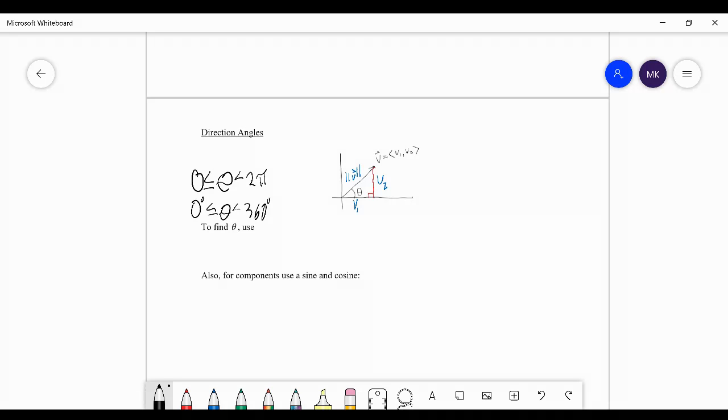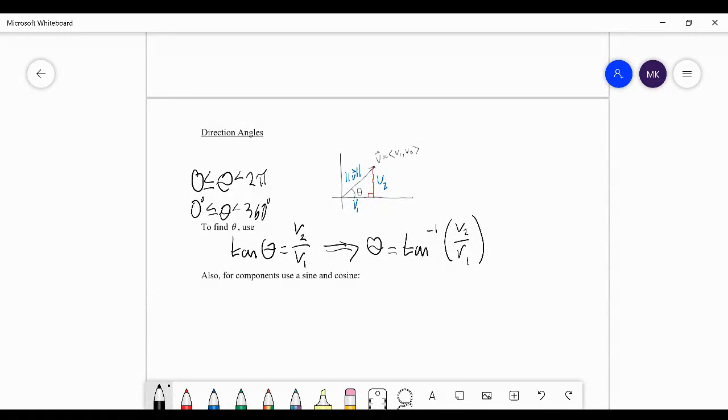So to find theta, we can just use tangent, because we know the components of this vector. We know v1, v2. That means that tangent of theta is equal to v2 over v1. I don't like how far down that came. Let me just rewrite that real quick. Tangent of theta is v2 over v1. That implies that theta is equal to inverse tangent of v2 over v1. Okay.